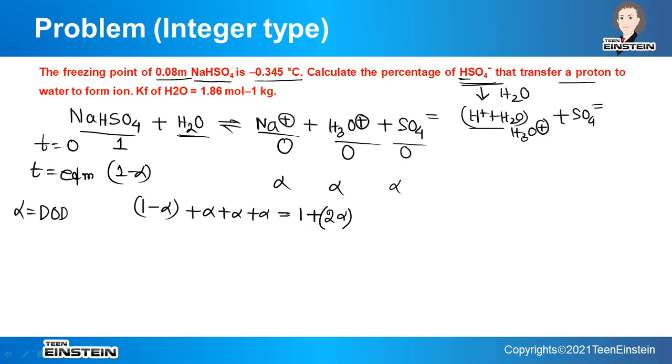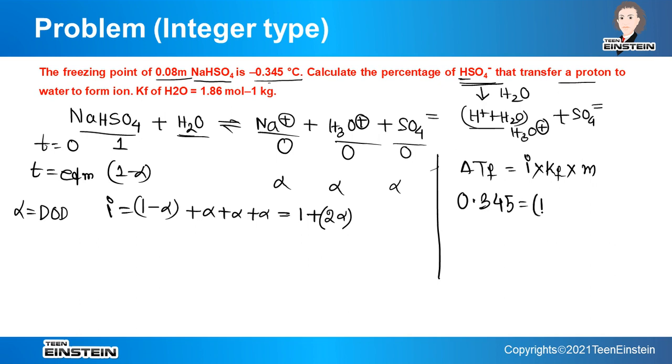So now the formula, that is del Tf equals i into Kf into molality. So in place of i we will write, del Tf is also given, which is 0.345, so we will put only the numerical value. In place of i we will write 1 plus 2 alpha. Kf value is given, which is 1.86, and molality is also given, which is 0.08.